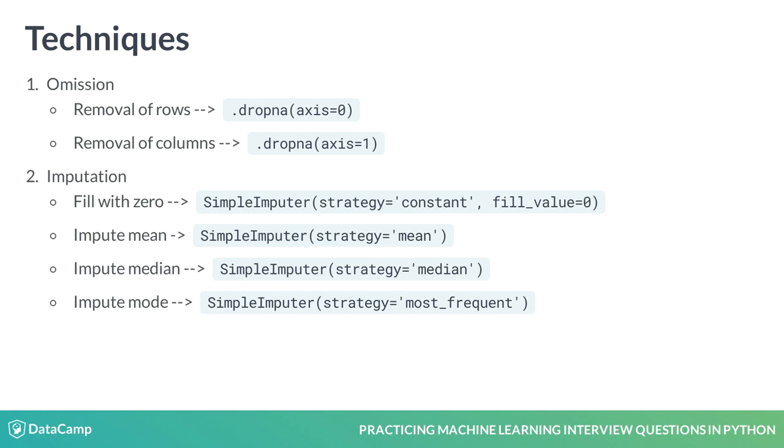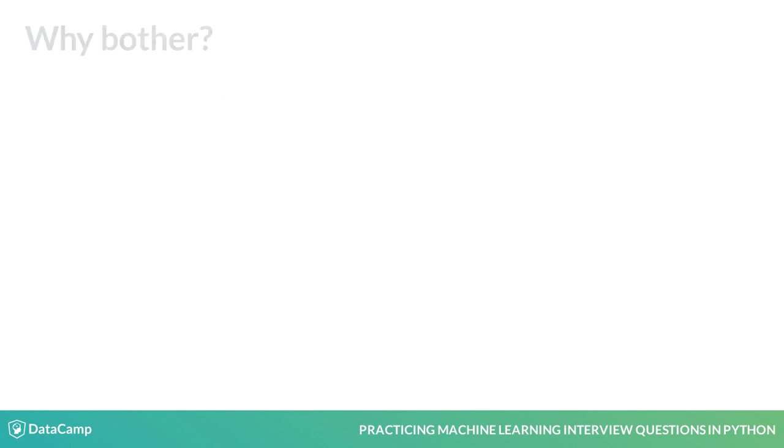observations. You'll use two functions from scikit-learn's impute module. Simple imputer fills with zeros, the mean, median, or mode by supplying a value to the strategy keyword argument, and iterative imputer imputes by modeling each feature with missing values as a function of other features.